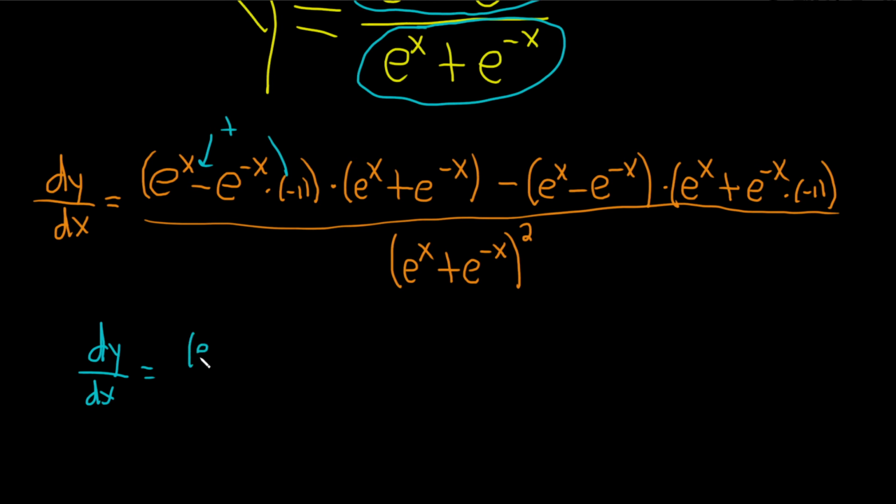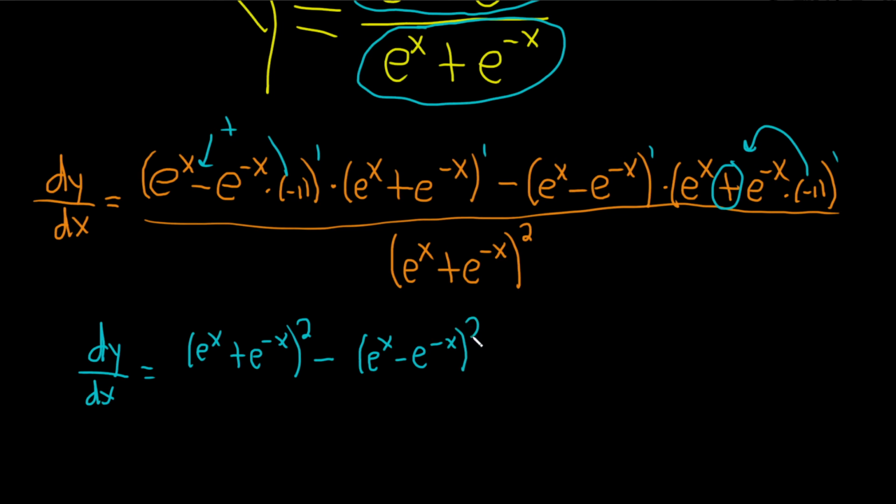So this will be e^x plus e^(-x), and then it's squared, because this is to the first power, this is to the first power, and when you add the powers, you get 2. Minus, same thing here. This one is going to become a minus, and there's a minus here. So there's a 1 here, there's a 1 here, so when you add the powers, you get e^x minus e^(-x) squared. And this is over e^x plus e^(-x) squared.